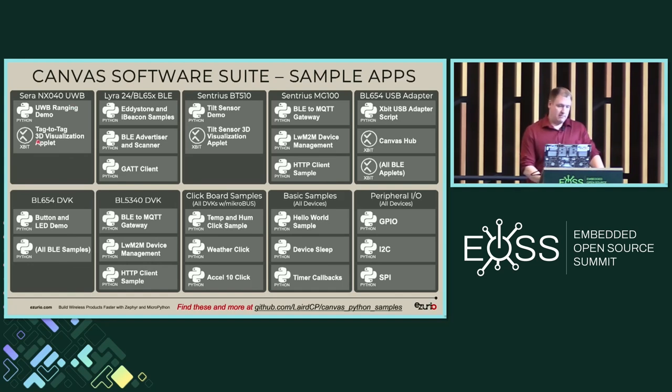Our UWB module, we have a ranging demo that will talk to a tag, will talk to three endpoints, and with our desktop application, give you a 3D location visualization in a room. So that's a pretty cool demo. And then our gateway, we have our BLE to MQTT sample that people can customize for their needs.